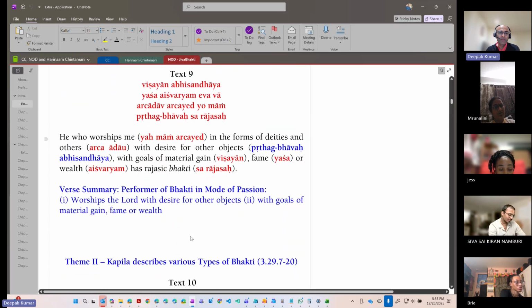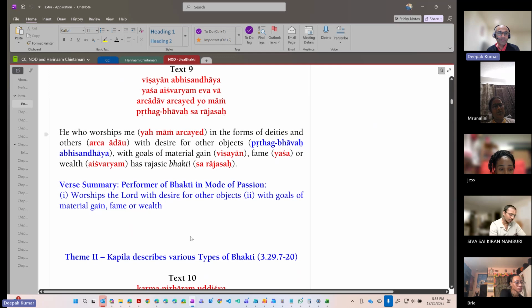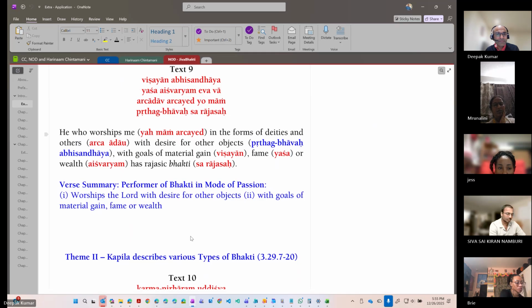Okay, next verse. Somebody else would like to read English? He who worships me in the forms of deities and others, with desires for other objects, with goals of material gain, fame, or wealth, has Rajasic bhakti. The performer of bhakti in the mode of passion worships the Lord with desire for other objects, with goals of material gain, fame, or wealth. Kapila describes various types of bhakti.